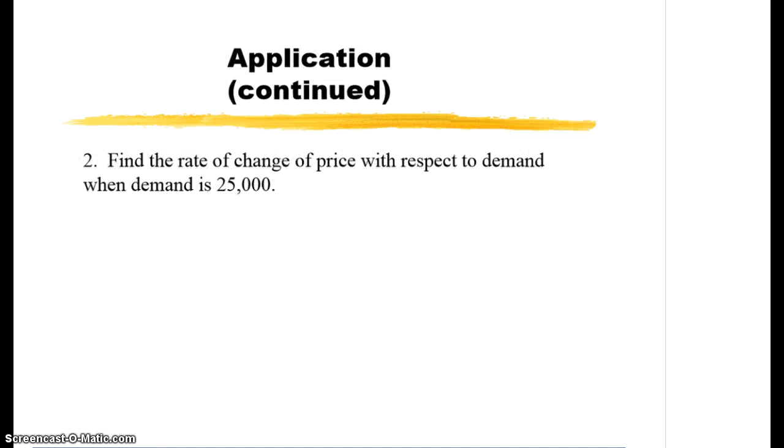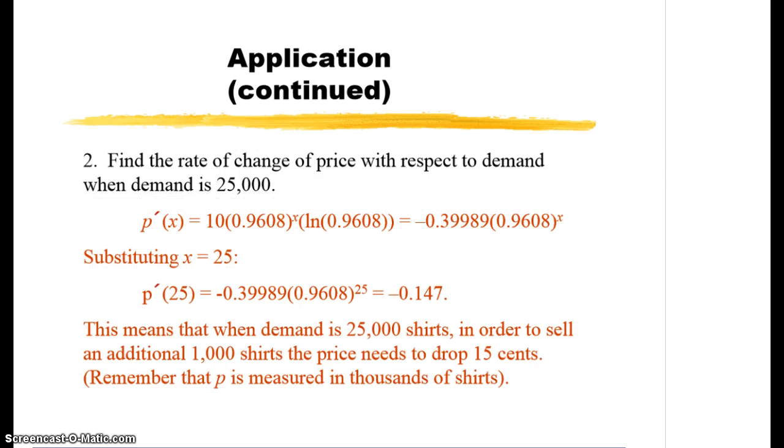Okay, question 2 says, find the rate of change of price with respect to demand. Well, rate of change is a fancy way of saying derivative. We saw that in chapter 10 when we defined the derivative. And not only do we want to find the rate of change, or the derivative, of price with respect to demand, we want to do so when demand is 25,000. To solve that, all we do is take the derivative, p prime of x, of our expression. The work is done here on the screen, and then we substitute 25 in for x.